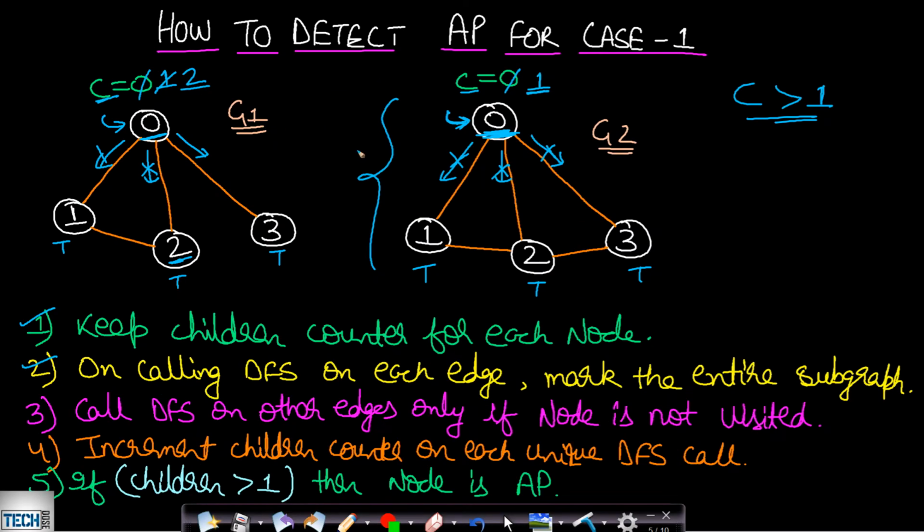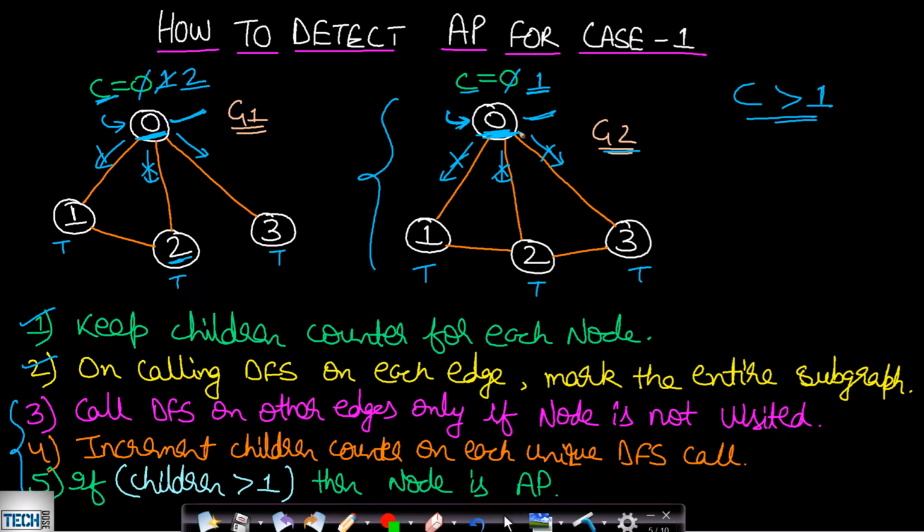And that is why in this case as well, if we are at a root node and the child count is greater than 1, then that root node will be an articulation point. So in graph G1, this 0 will be an articulation point, but in graph G2, this 0 will not be an articulation point. I hope you will read these points again. This is very intuitive and a very simple case. Now this was case 1.